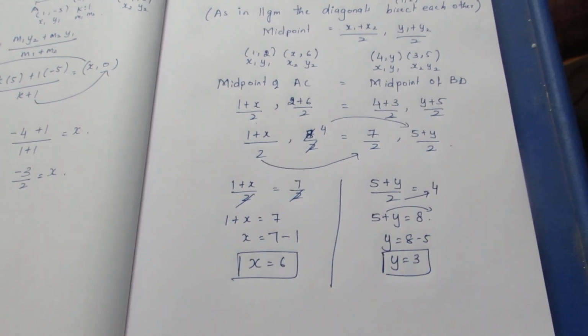They have asked for x and y. We have found x to be 6 and y to be 3. That's all with the sum.